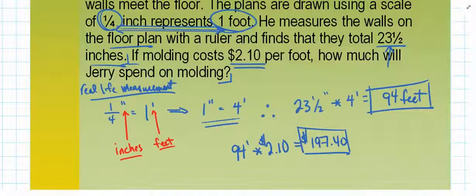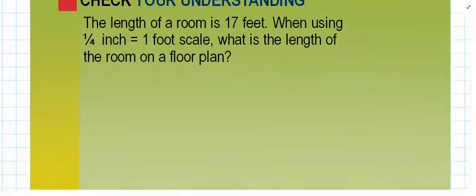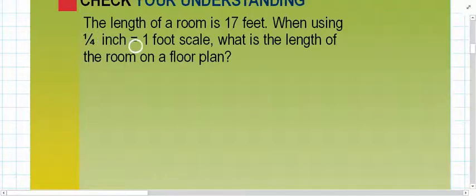Moving on. If the length of a room is 17 feet in real life, when using a 1/4 inch equals 1 foot scale, what is the length of the room on a floor plan? Well, again, it might be helpful to recognize that 1/4 of an inch equals 1 foot is the same as saying 1 inch is equal to 4 feet. These two statements mean the same thing.